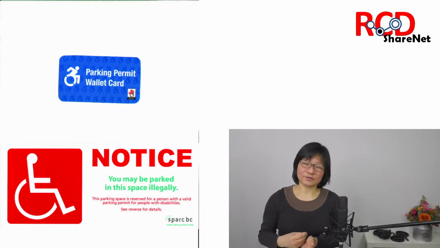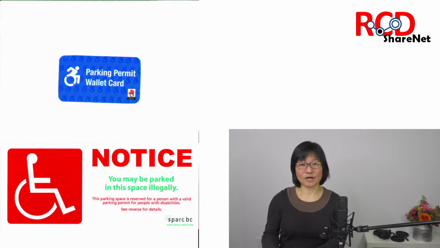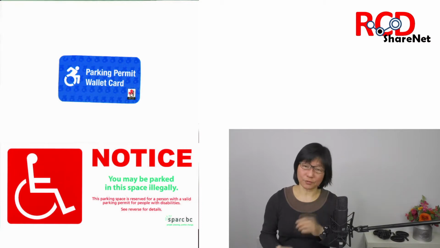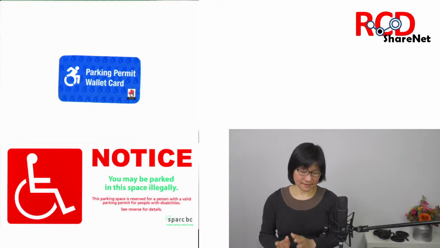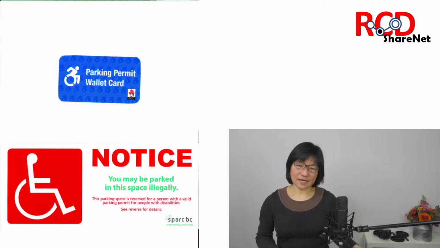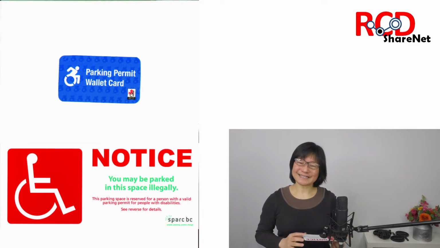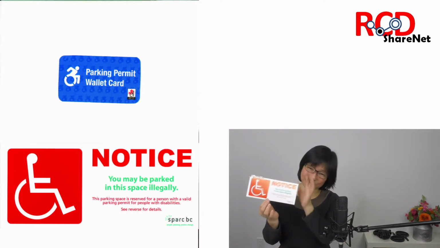And also it gives a direct link. We have a QR code on the back, and when they scan it, they can contact our agency directly for more up-to-date information. And other than that, sometimes we have people asking us for this notice. You can also see that.